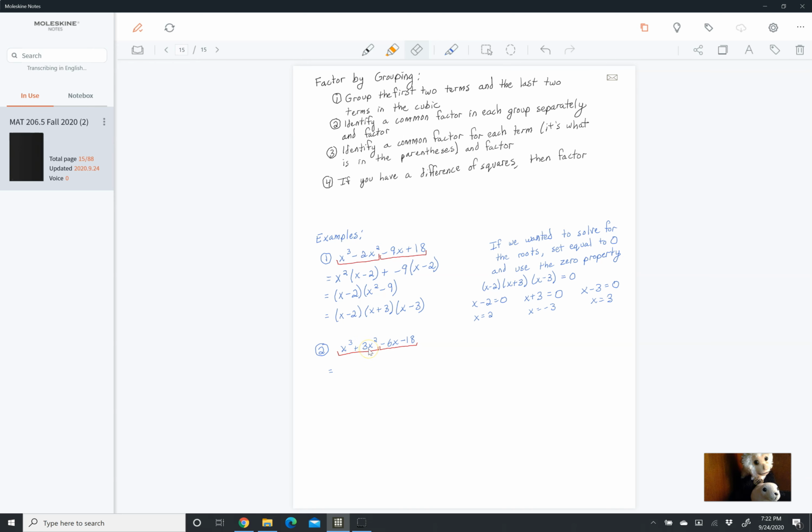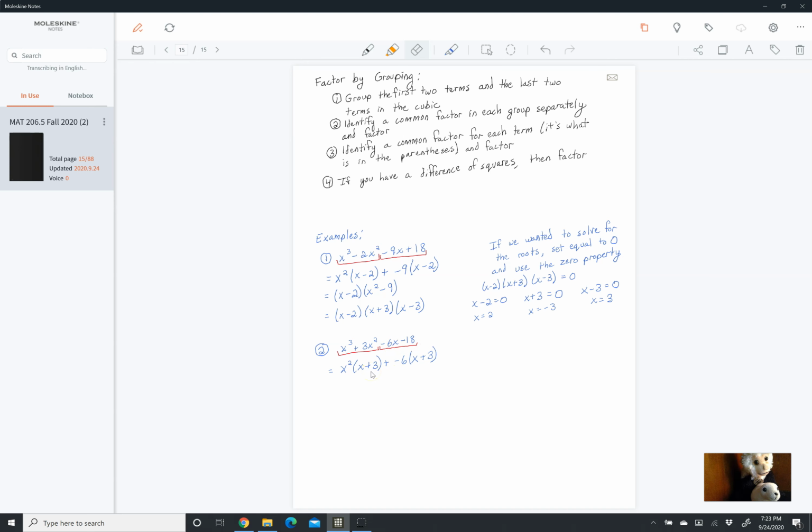x cubed plus 3x squared. We can see that they both have an x squared in common. So we're going to pull out an x squared. And then what we're left with is x, because x squared times x gives us x cubed, and then plus 3. And from the second group, we could pull out a negative 6. And once again, that's going to give us an x. And then this becomes a plus because we're pulling out a negative. So plus 3. And a good way to double check is to redistribute. If we redistribute the negative 6, then we do get negative 6x minus 18.